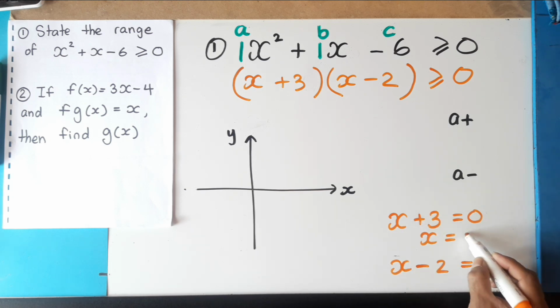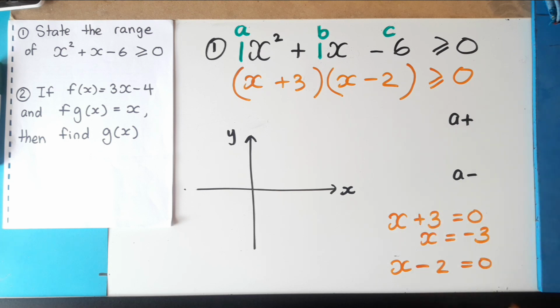When you solve for x here, you will get minus 3. You just throw across positive 3 to get minus 3. And if you solve for x here, you throw across minus 2 to get positive 2. So that means when we solve this quadratic, we get minus 3 and 2.